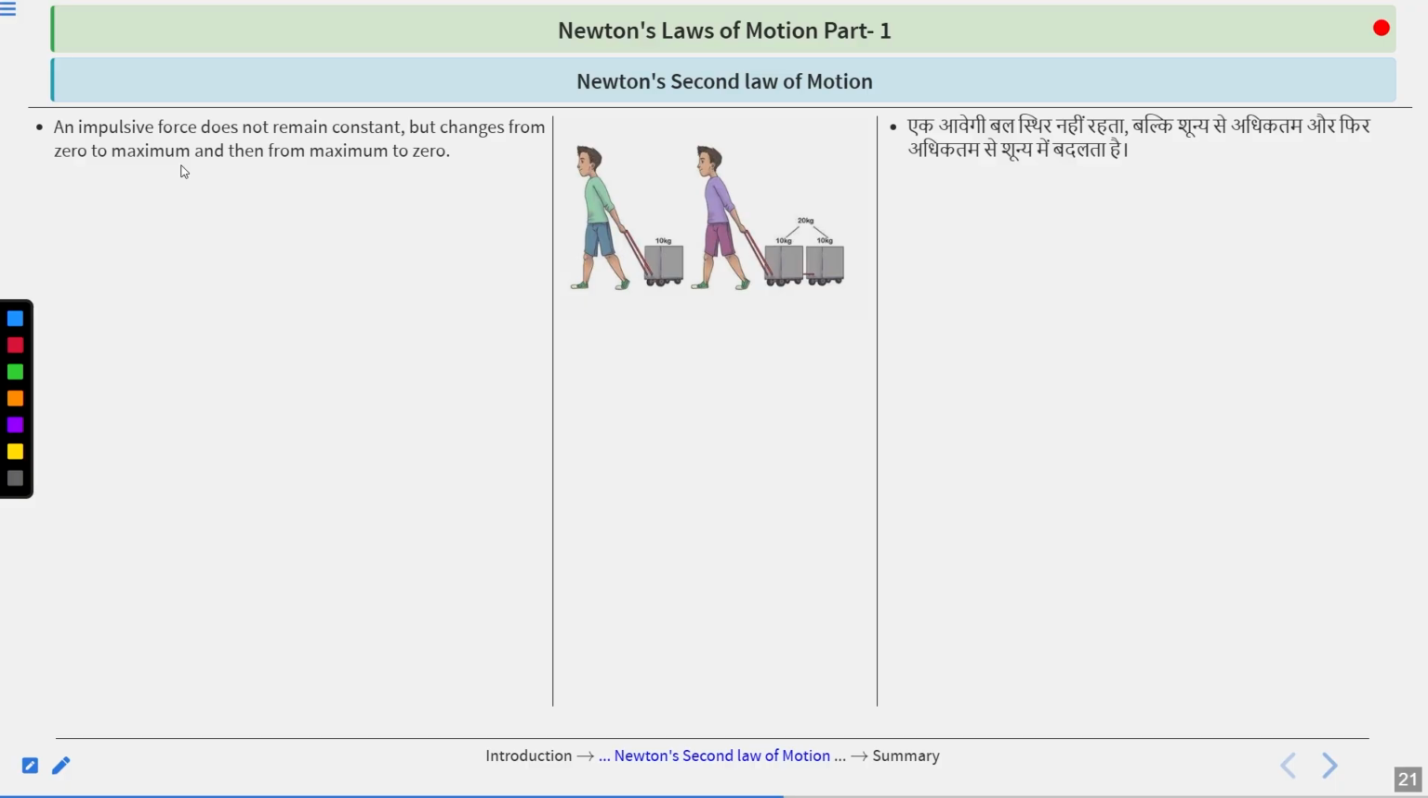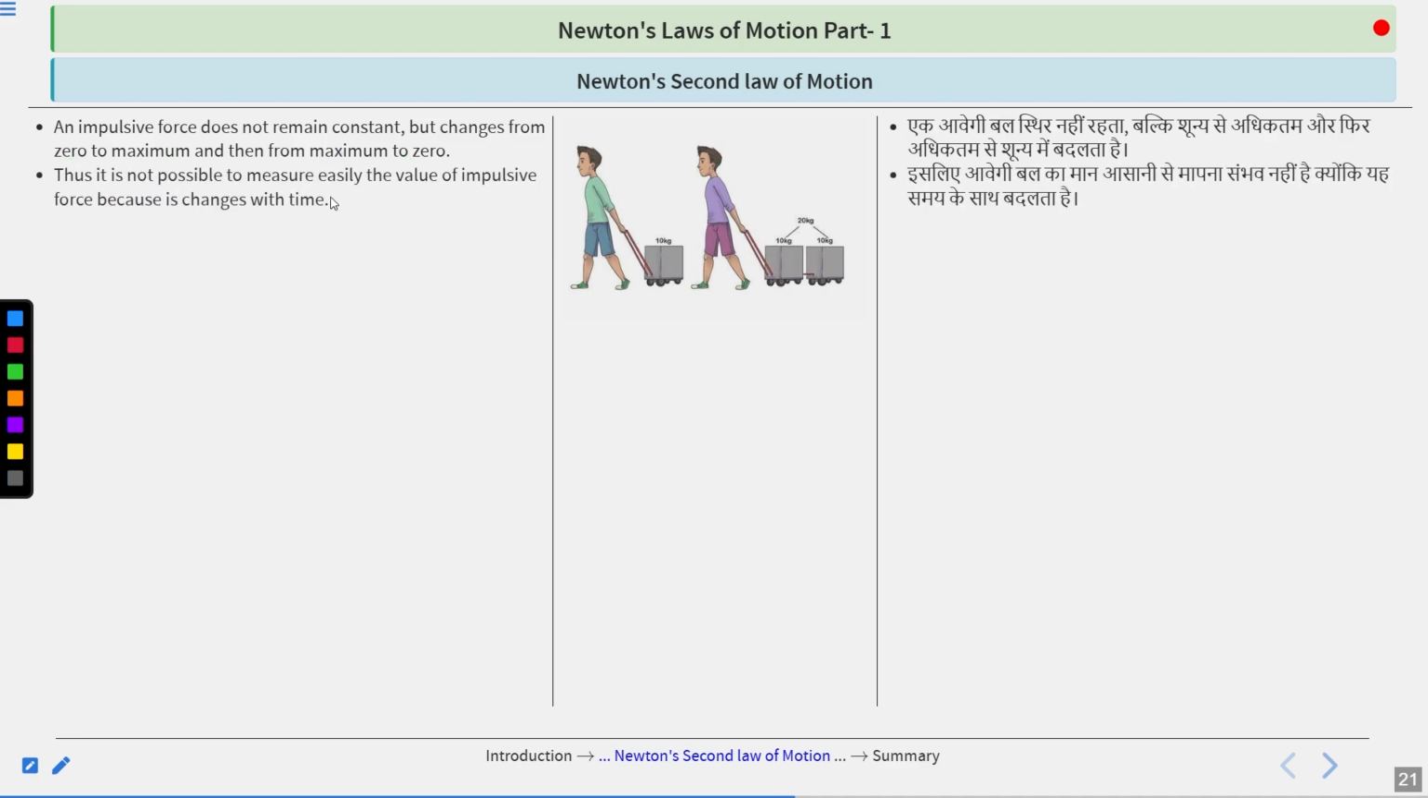An impulsive force does not remain constant but changes from 0 to maximum and then from maximum to 0. Suppose you are not hitting the ball, there is 0 force. But when you hit the ball with the bat, the ball experiences a maximum force. But once the bat has no contact with the ball, the force again falls from maximum to 0. So this is the criterion. Thus it is not easy to measure the value of an impulsive force because it changes with time, immediately going from 0 to maximum and then from maximum to 0.